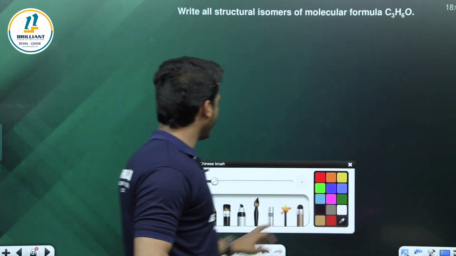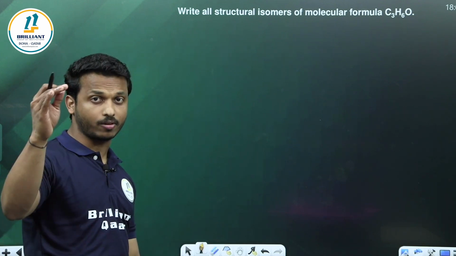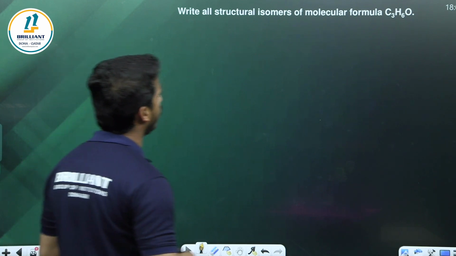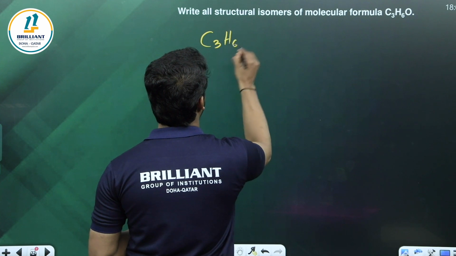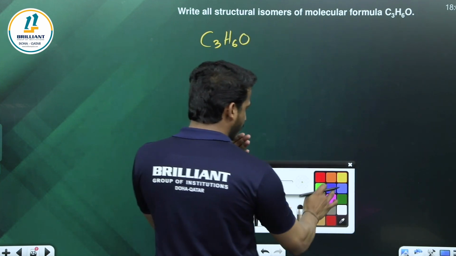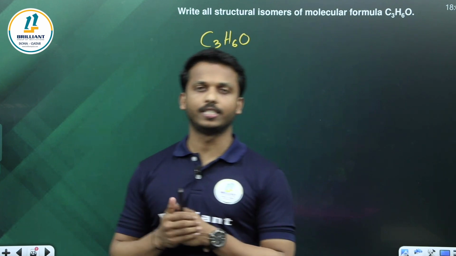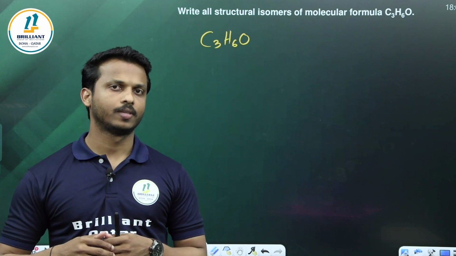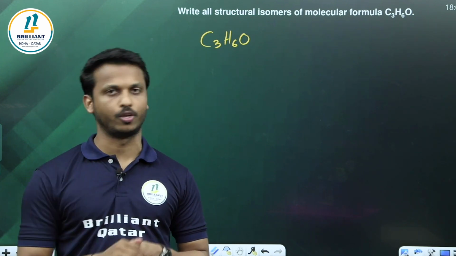Then write all structural isomers. Now we are coming to the isomerism part. They're all very important questions. Write all structural isomers of molecular formula C3H6O, right? Listen carefully. 3 carbons are there with 1 oxygen. So we can confirm it's not an ester and not an acid, because they contain 2 oxygens.